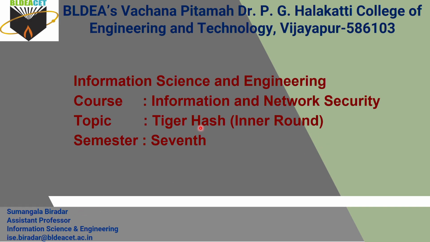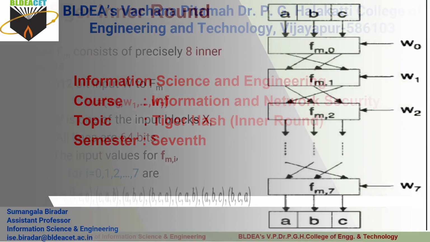So in the previous video we discussed the Tiger hash function, and as we know, the Tiger hash function consists of 24 rounds. Among the 24 rounds, there are 3 outer rounds and 8 inner rounds. In the last video we saw how the outer round works. Let's see how the inner round works in this video.